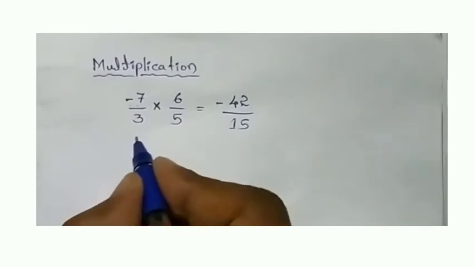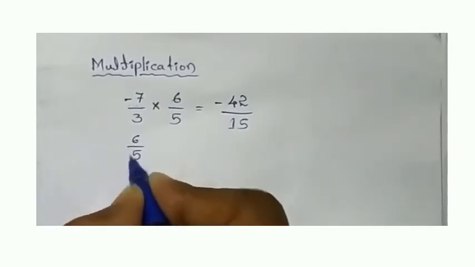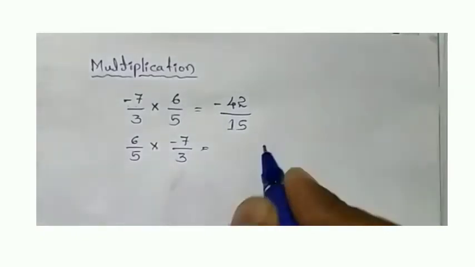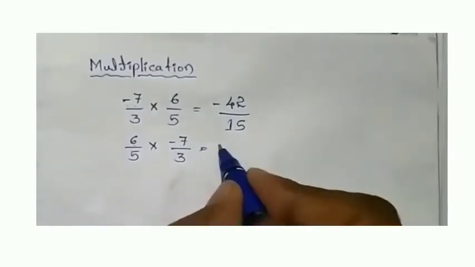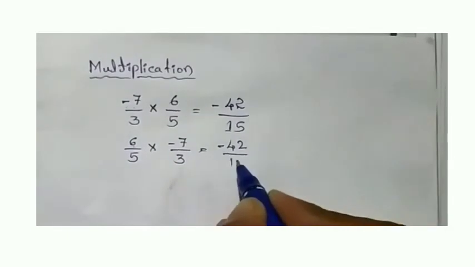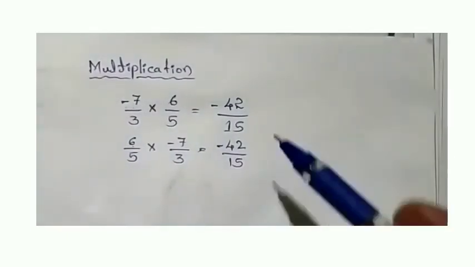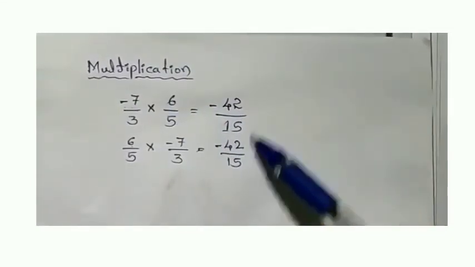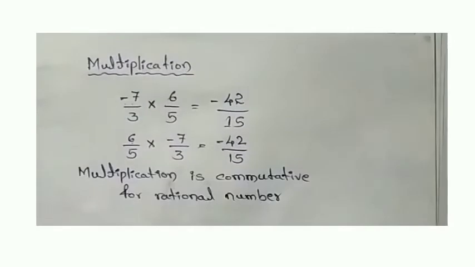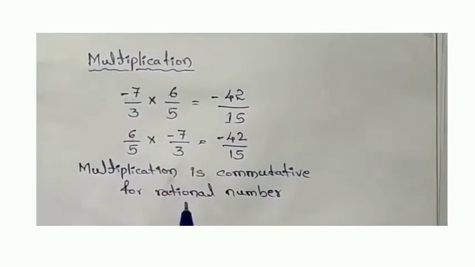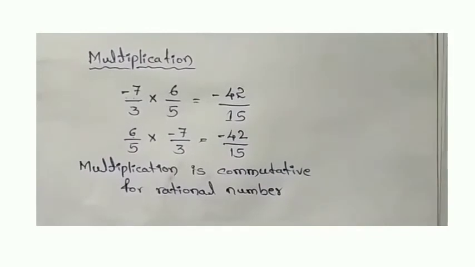So now interchanging the terms: 6 by 5 into minus 7 by 3. 6 7s are again minus 42, 5 3s are 15. So however we change the terms in multiplication, we will get the same answer. That's why multiplication is commutative for rational numbers.